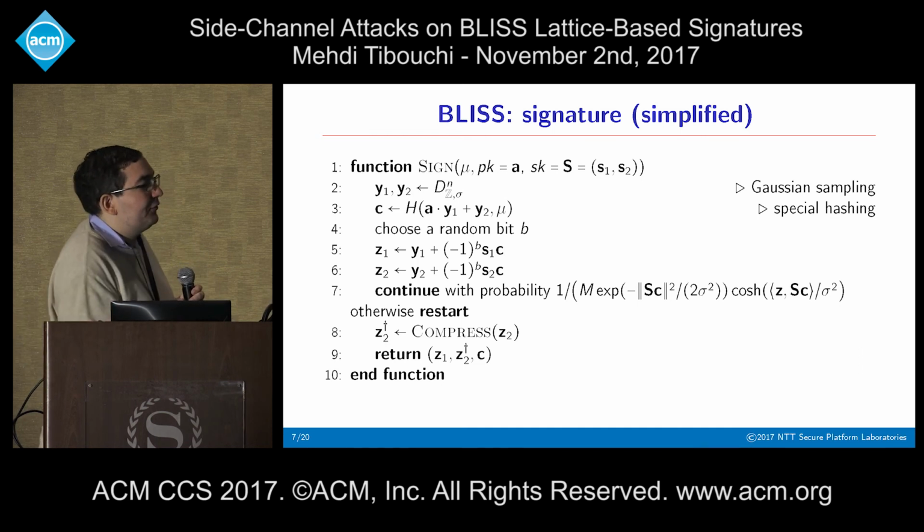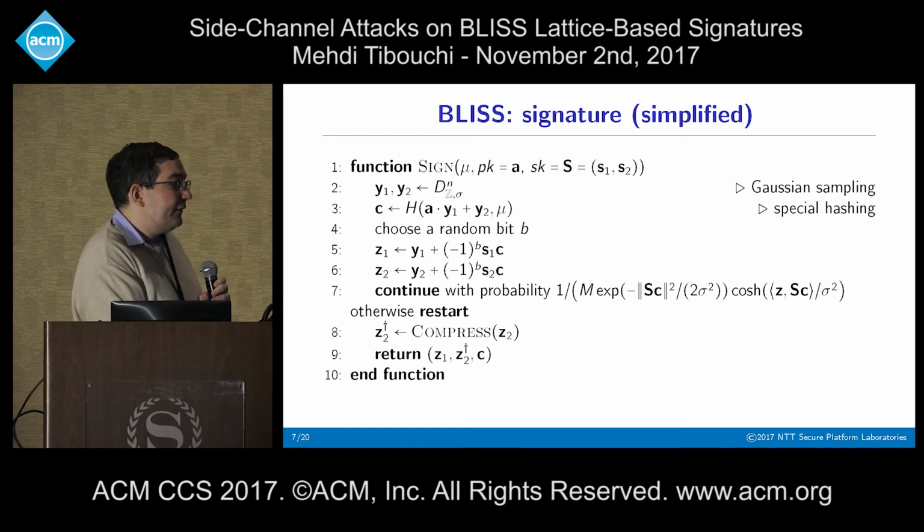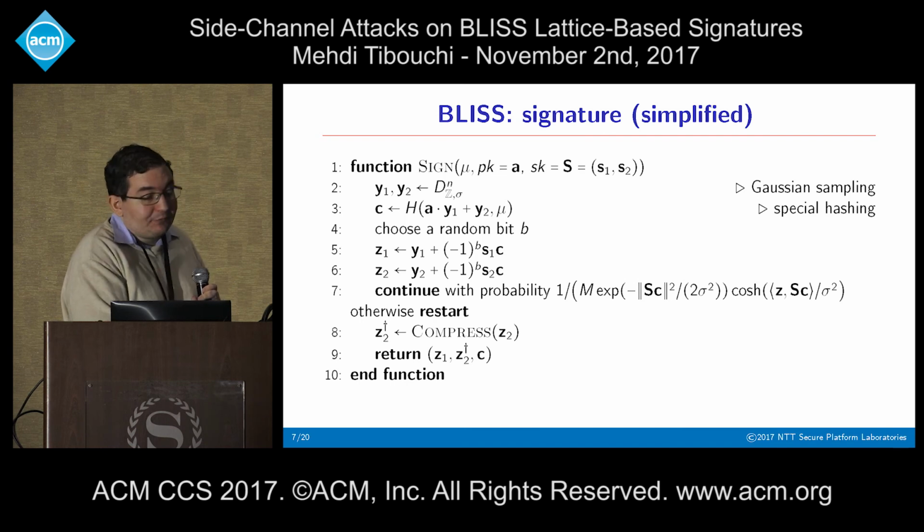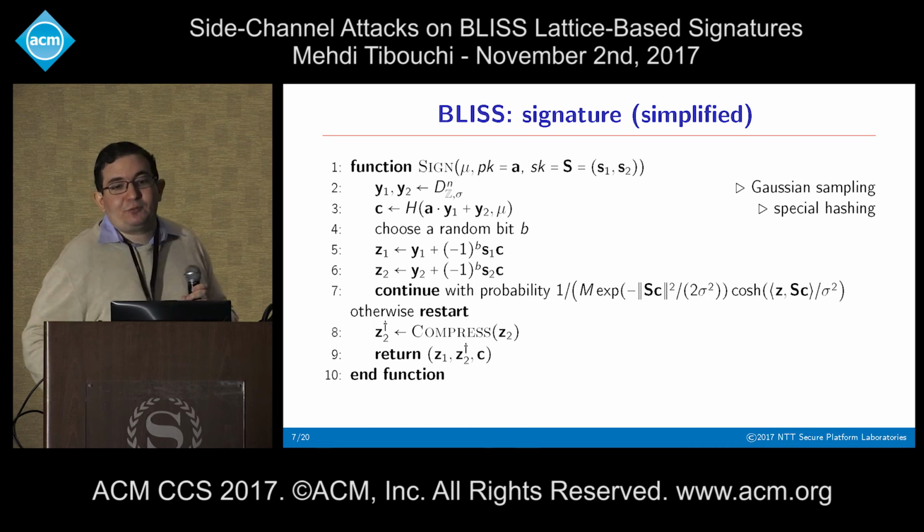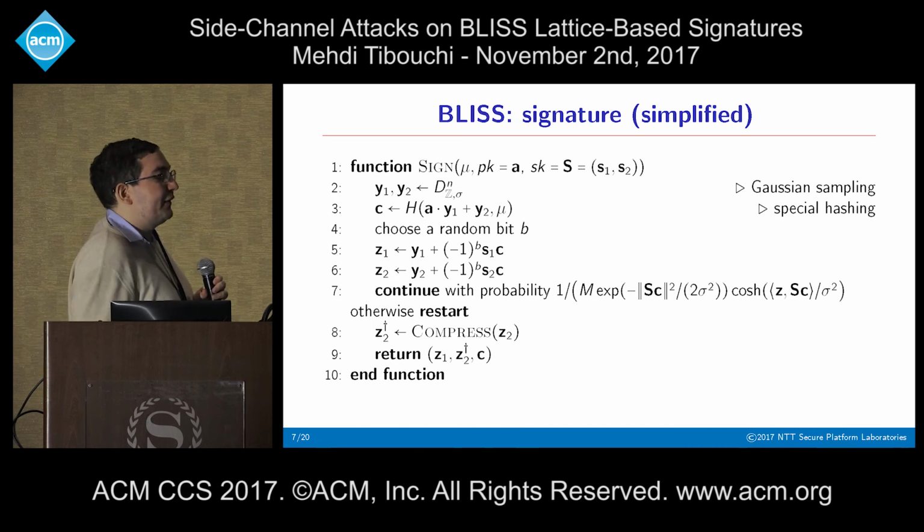But if you do this, the scheme is not secure, because it leaks in a statistical sense, it leaks information about the key. So what you have to do is rejection sampling, as I call it. This specific step makes sure that if you pass it, then the elements Z1 and Z2 will have the same Gaussian distribution as the elements Y1 and Y2. If not, then you restart.